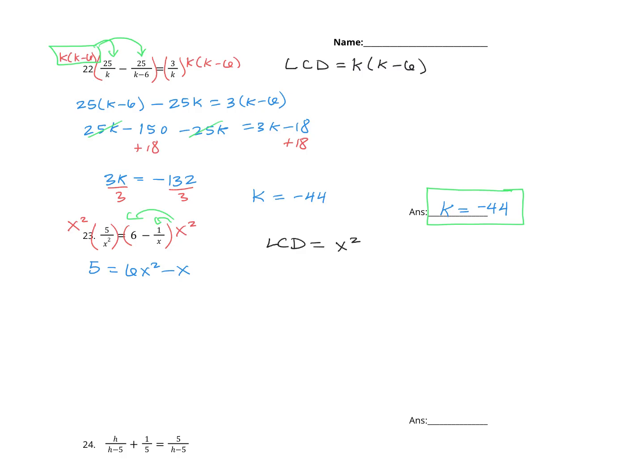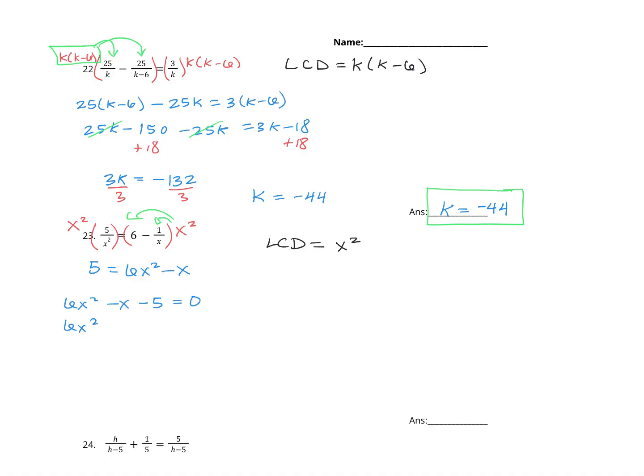If I now bring everything to one side, I get 6x squared minus x minus 5 equals 0. And again, most of these problems are now going to factor because we've done the hardest part already. So let's split that apart. That's going to be a 6x squared. I'm going to use the AC method.